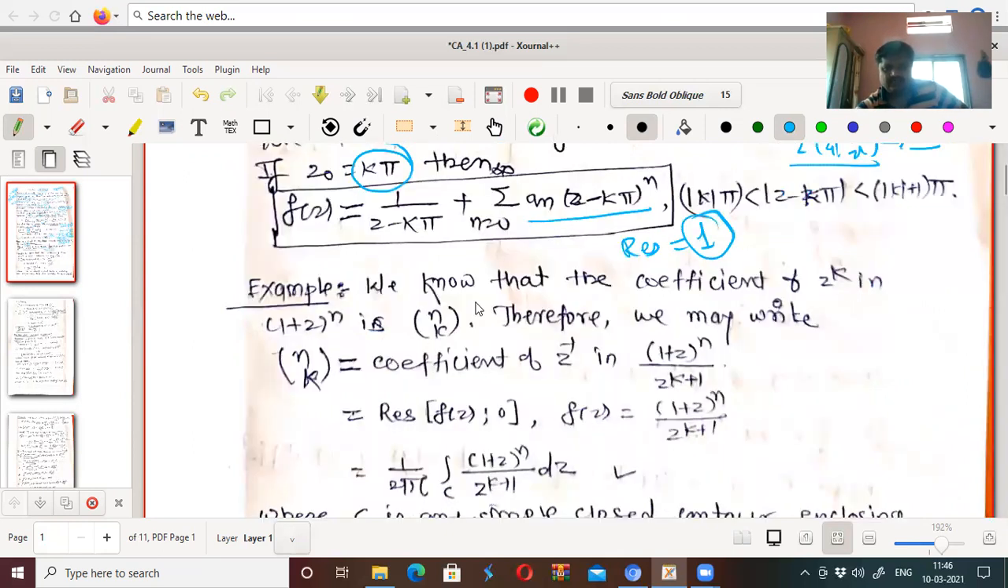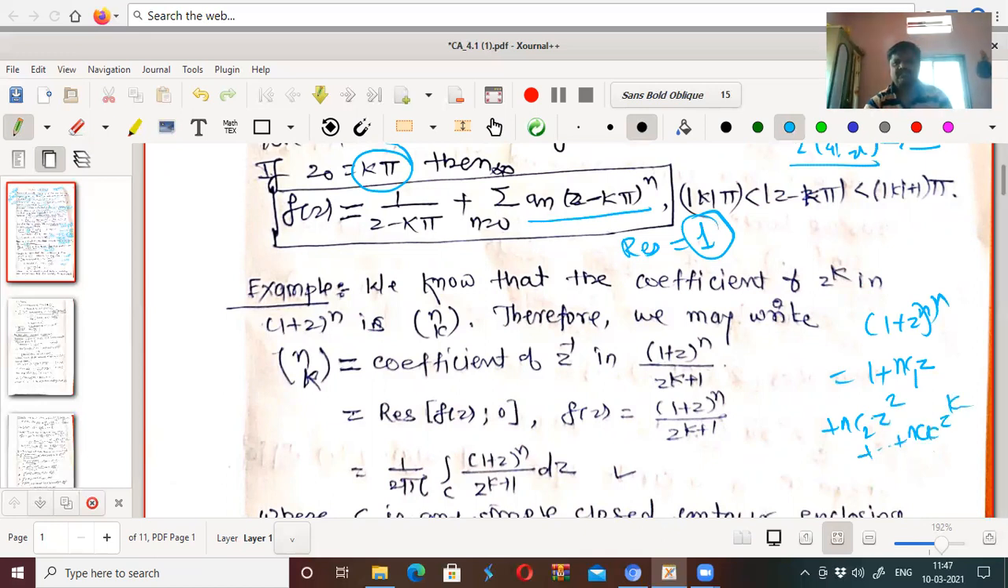Here we know that the coefficient of z raised to k in (1 plus z) raised to n is nCk. What is it? (a plus b) to the power n equals a to the power n plus nC1 a to the power n minus 1 into z to the power 1 plus nC2 a to the power n minus 2 z square, and so on, plus nCk z raised to k, and the last is nCn z raised to n. In this way, the coefficient of z raised to k in (1 plus z) to the power n is nCk.